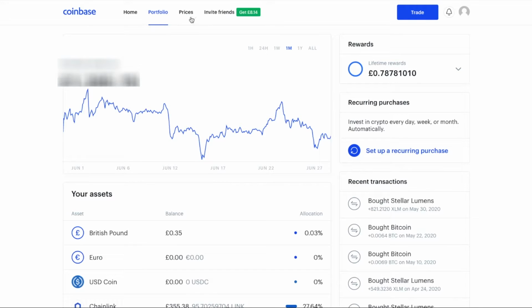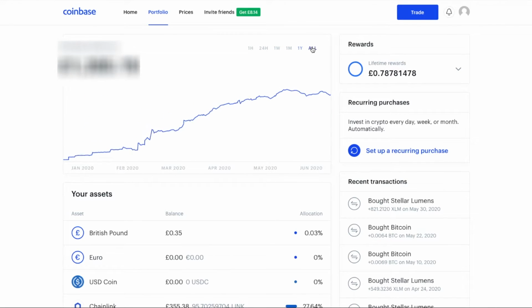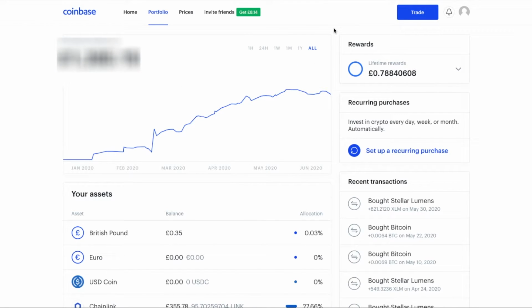Okay, so that's the gist of it. It's really basic. I've shown you how to buy, I've shown you how to sell or to convert coins. I've shown you where your portfolio is. You can look at the performance of your portfolio over the timestamps of 24 hours, 1 week, 1 month, 1 year overall. Okay, so as you can see, mine has been going up slightly all the time. Okay, so that's Coinbase for you. So that's what I would use to hold my currencies for the long term.